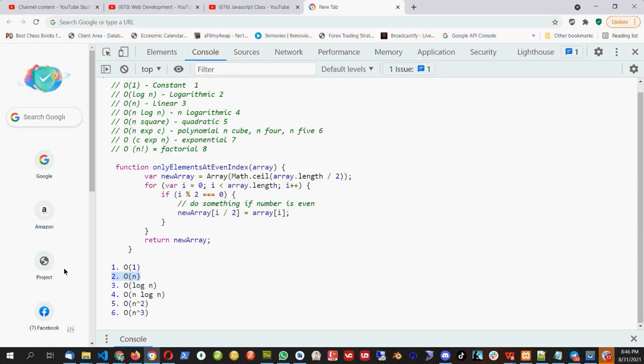Okay, let's see some more examples. Let me see if I have any other examples. Yeah, that's all I have for today. Let me know if you have any questions.